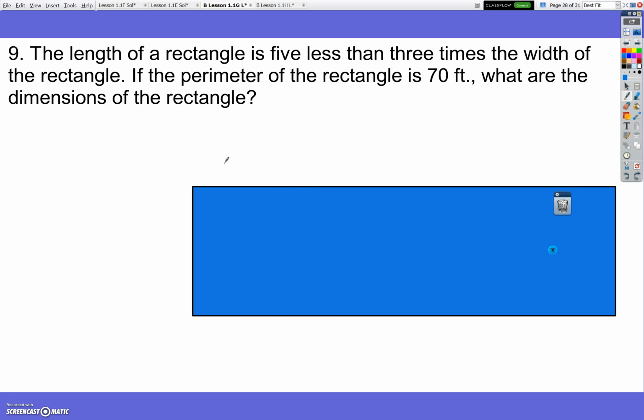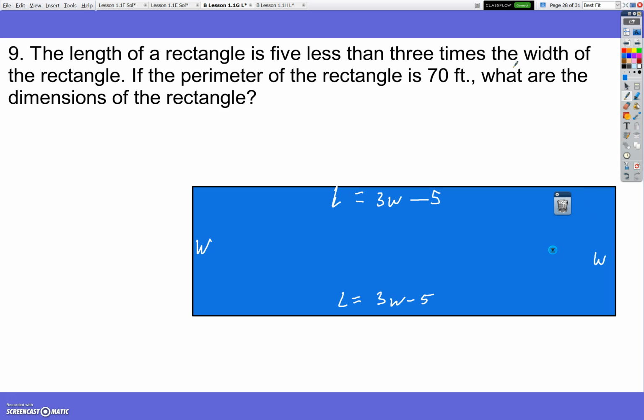So it says the length of the rectangle, so here's the length, is 5 less. So anytime you hear less, it's going to be a subtraction sign. So it's 5 less than what? It's 5 less than 3 times the width. So the length is equal to 5 less than 3 times the width. So remember, let's be sure to label all our sides on these rectangles. And that means this is just the width, because that's what the length is being compared to.